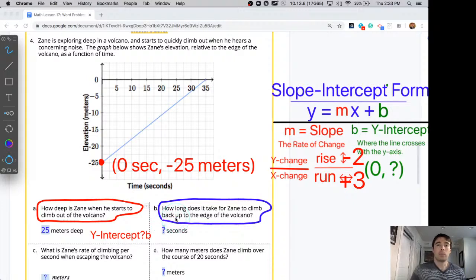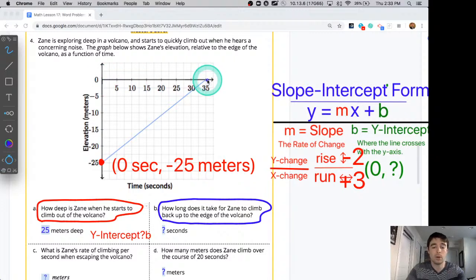And it's kind of important to understand here from the context, Zane's climb back up the edge of the volcano, when he gets to the top, he's going to be at 0 meters. The way this graph is built, when he's at the edge of the volcano, that's really what 0 meters represents. It's not down in the volcano at all.